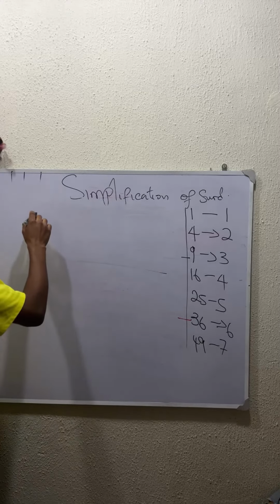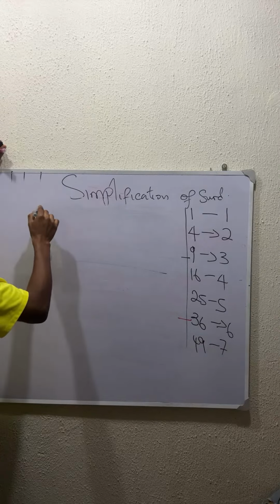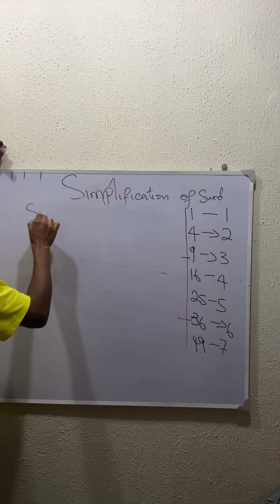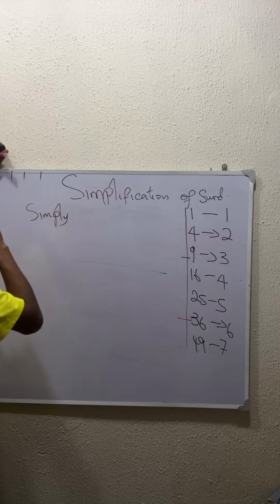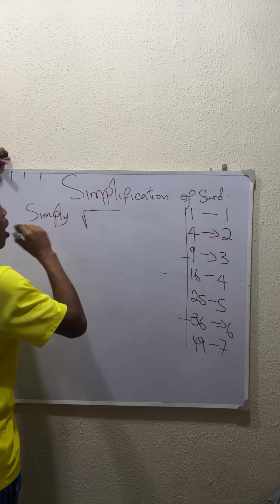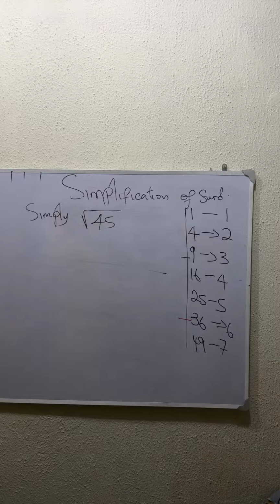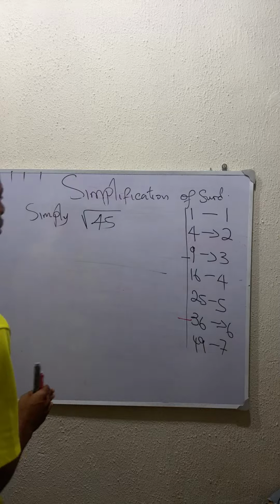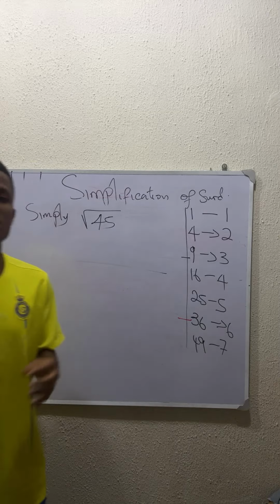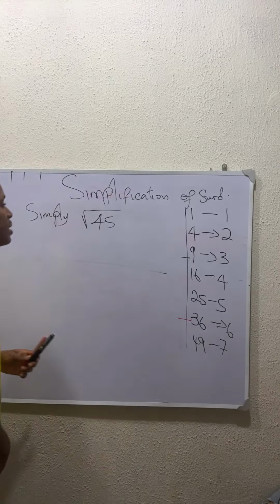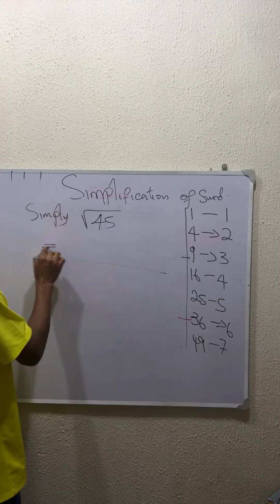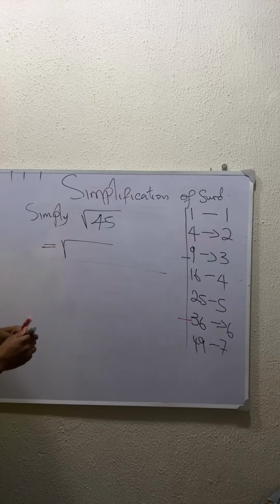Okay, the next one we have is we are trying to simplify root 45 and reduce it to its lowest term. To do that, it is simply easy. What you have to do to reduce a surd to its lowest term is simple. You are going to think of two numbers that multiply to get the number in the square root.